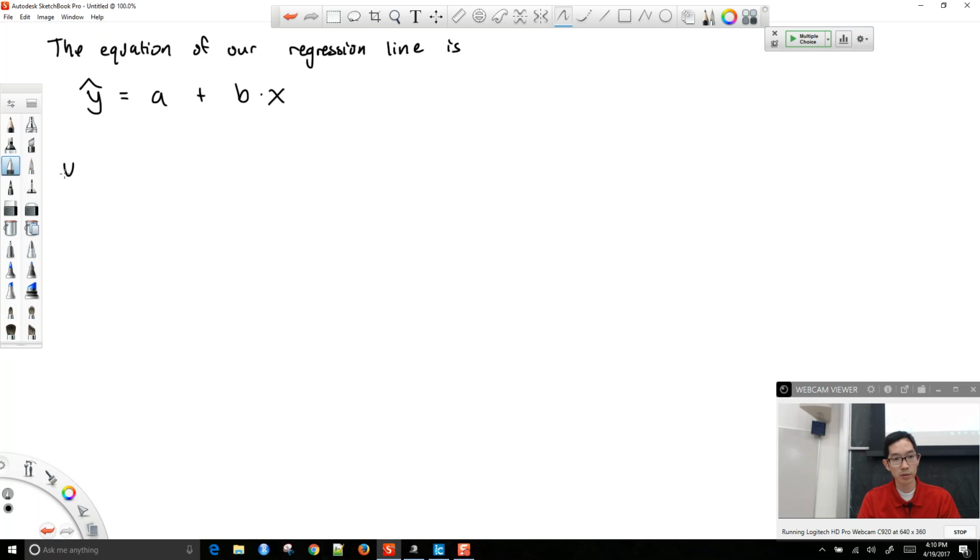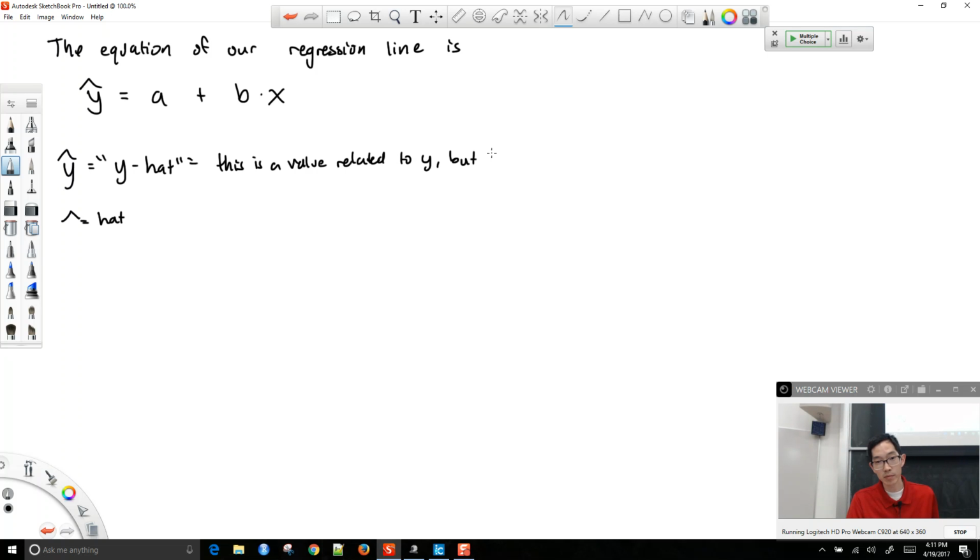Okay, so this is called y hat, and the hat, this part is the hat. Okay, and the hat means it is something related to y, but it is not y. Okay, so when you put the hat over y, it means this is a value related to y, but is not y. Okay, so we distinguish the difference between this related value from y itself by putting a hat on it. And in this case, the related value is our predicted value for y.